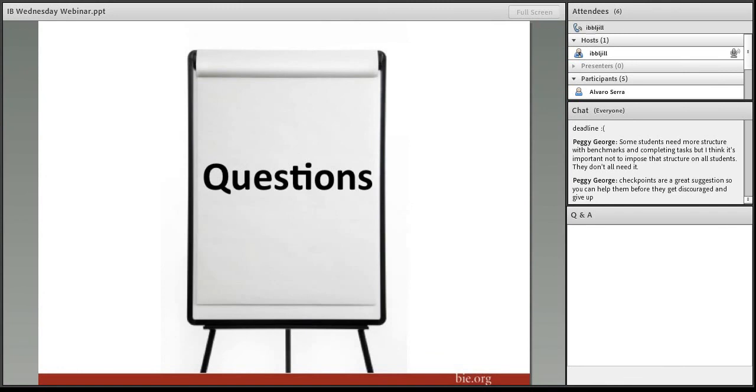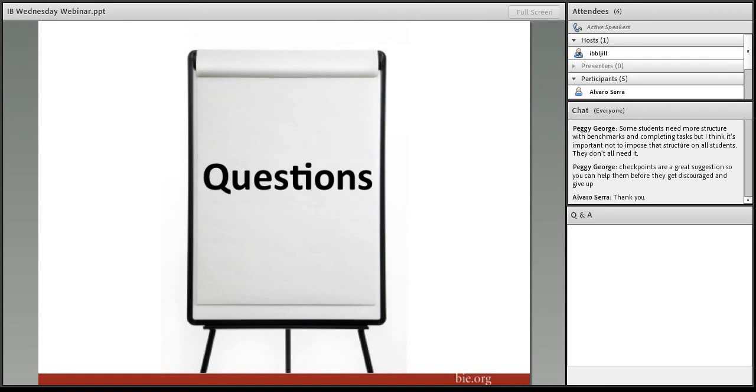So, any more questions that I did not get to? Let me go through. So we got to that one. Is the unit question for MYP different than the driving question? No, absolutely not. I would say it's not.